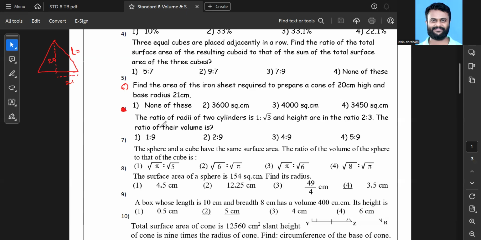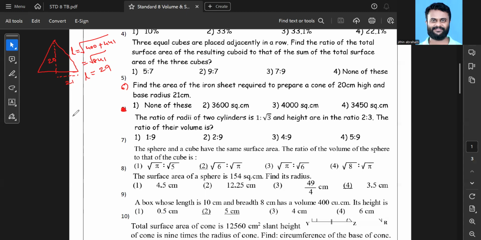Yes, you're absolutely correct. So, by the Pythagorean theorem, L square is 20 square plus 21 square. As a shortcut, I put it directly in the square root: square root of 20 square, that is 400, plus 21 square, that is 441. That gives you square root of 841, so L is equal to 29. Okay, so we found L.